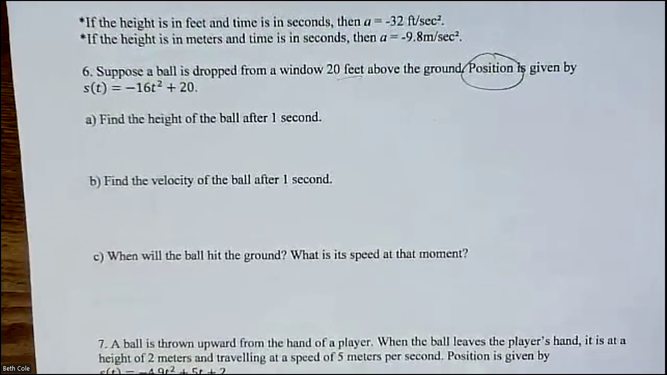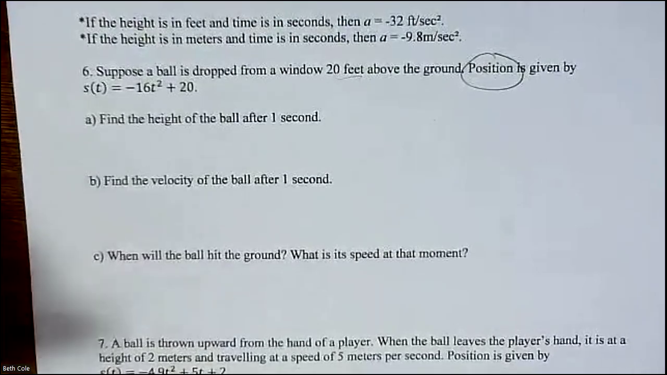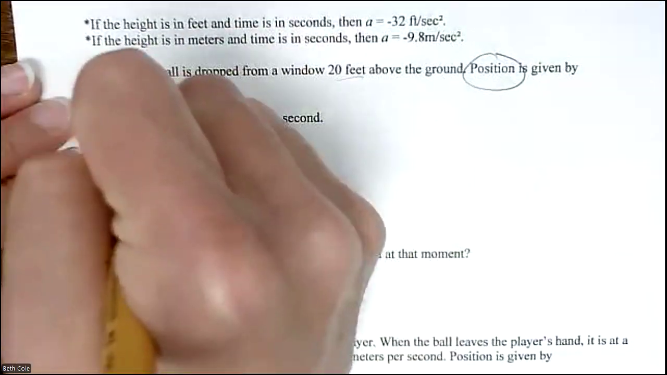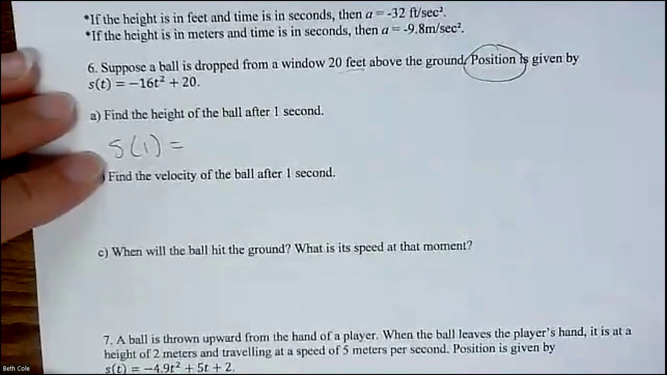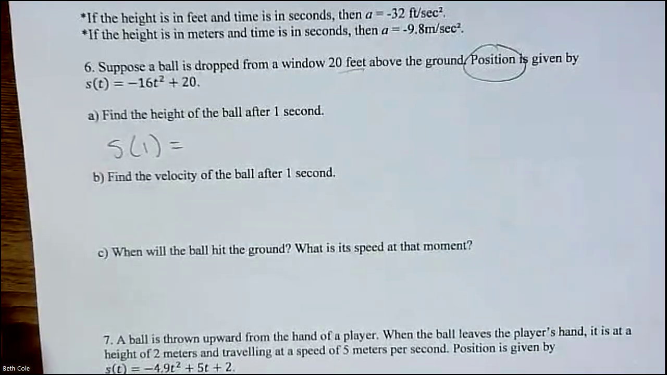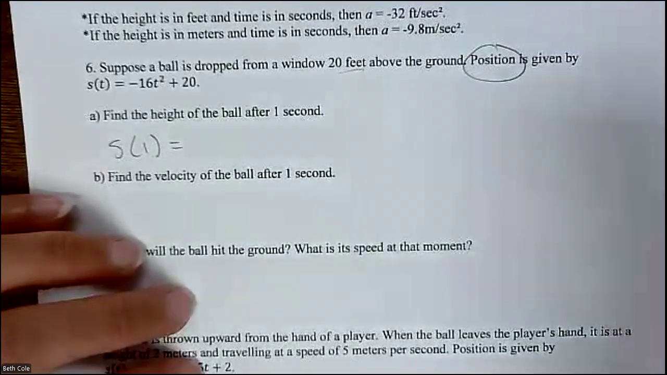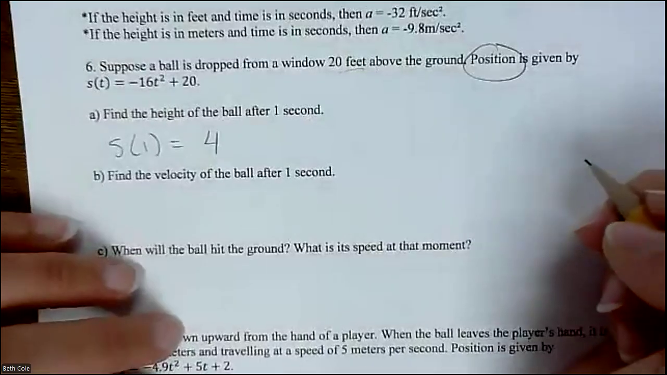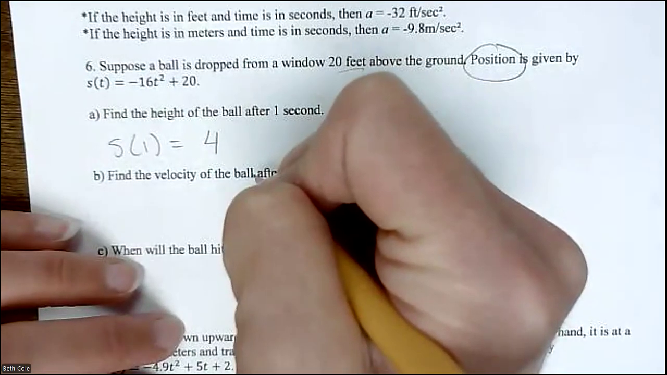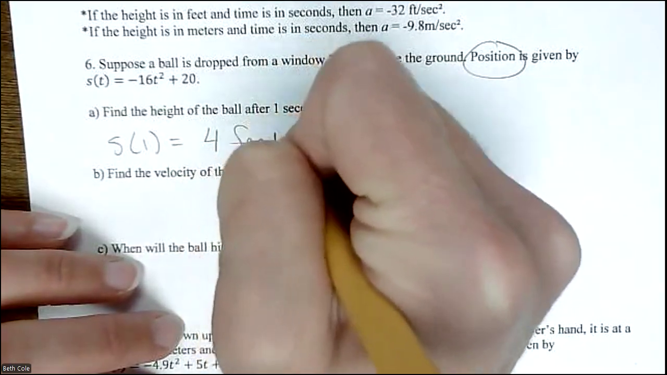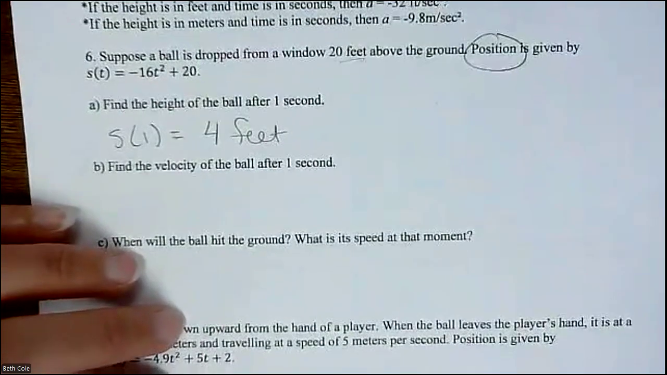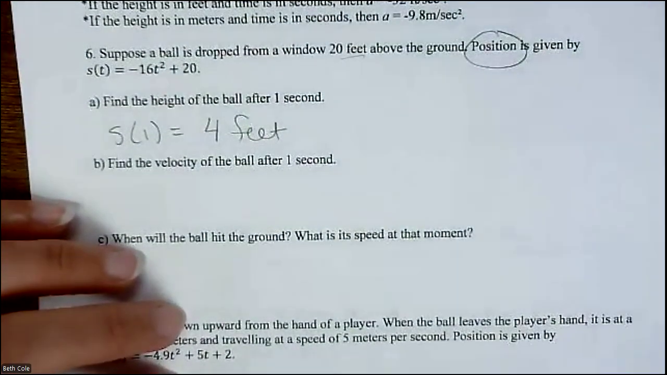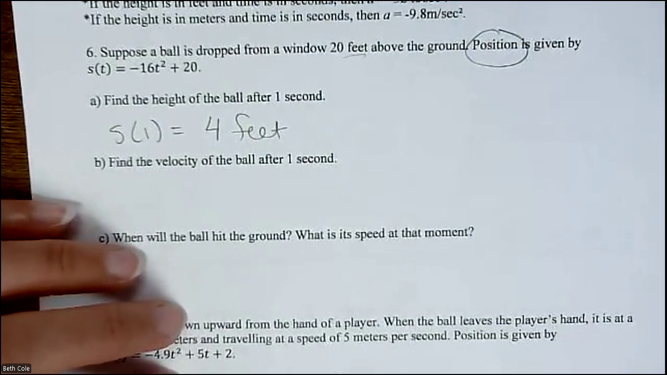What are we going to do? Plug in 1. Are we even going to take a derivative? Nope. We just want the height at time 1. If you plug in 1 to that, what do you get? Four feet. Did it hit the ground yet? No, still 4 feet above the ground.